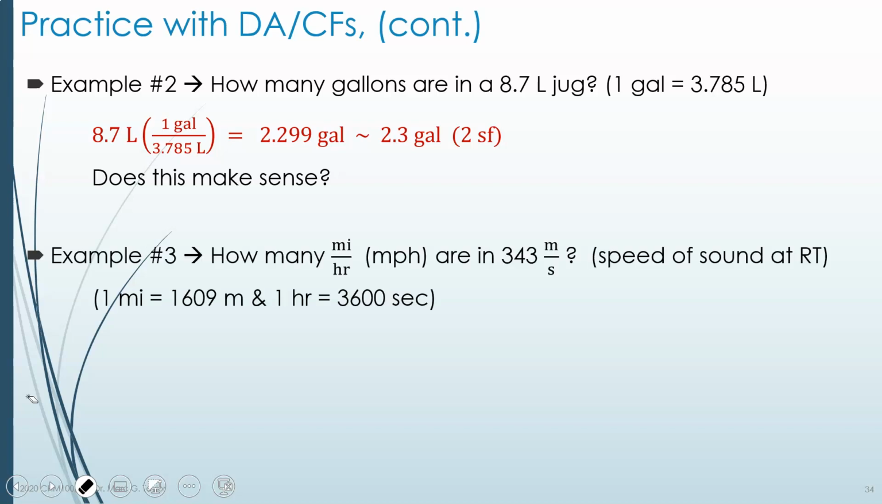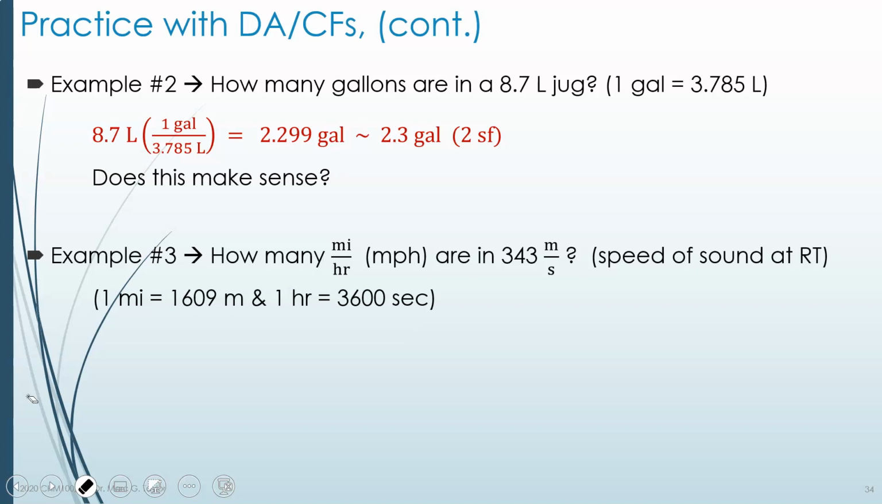Here's another one, but now we have something where we're asked how many miles per hour. We always write mph, but I highly recommend you convert that to miles, mi, over hour, hr. How many miles per hour are in 343 meters per second? So we're converting both the top unit and the bottom unit. So in this case, you have to do 2 conversions, one to convert the bottom unit and one to convert the top unit.